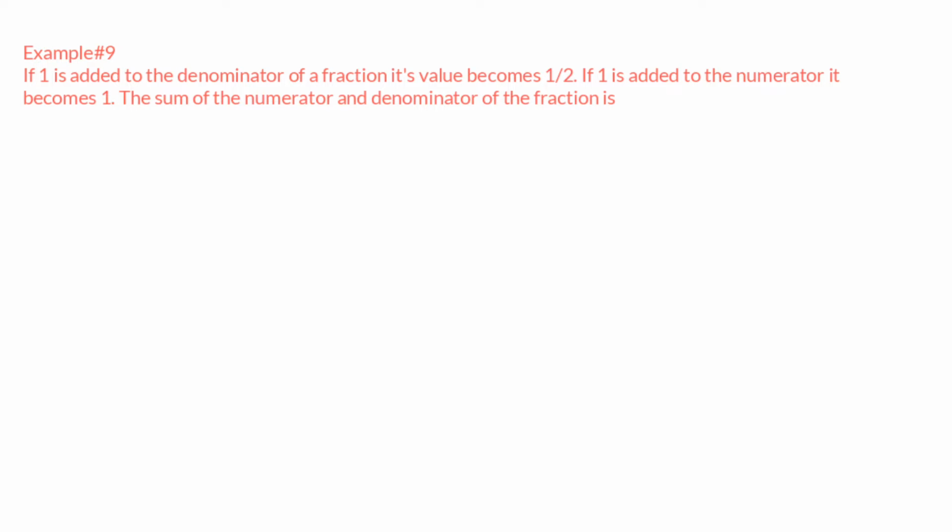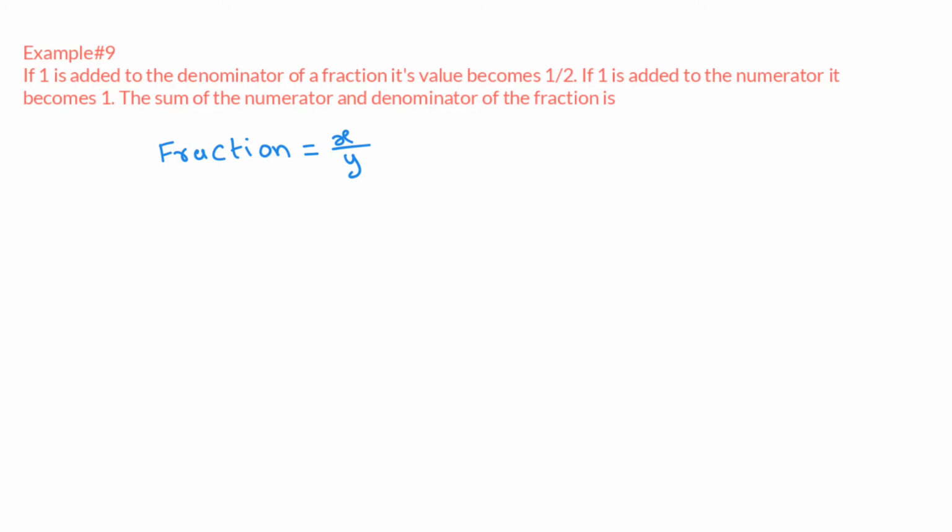Next example, if 1 is added to the denominator of a fraction, its value becomes 1 by 2. If 1 is added to the numerator, it becomes 1. The sum of the numerator and denominator of the fraction is. An interesting question. Here, first I'm considering the fraction as x over y.